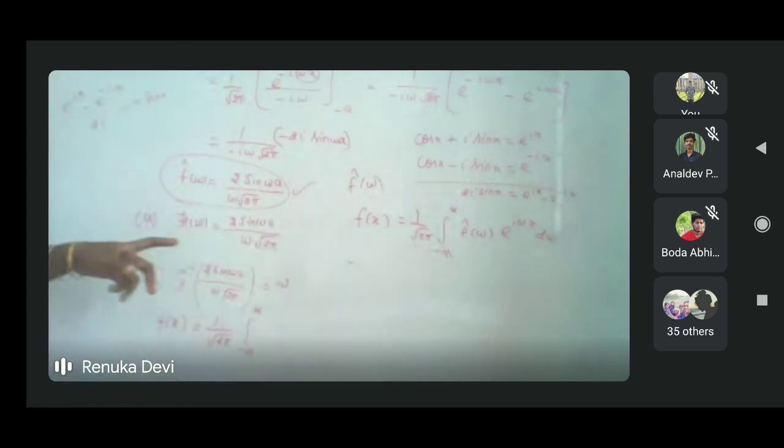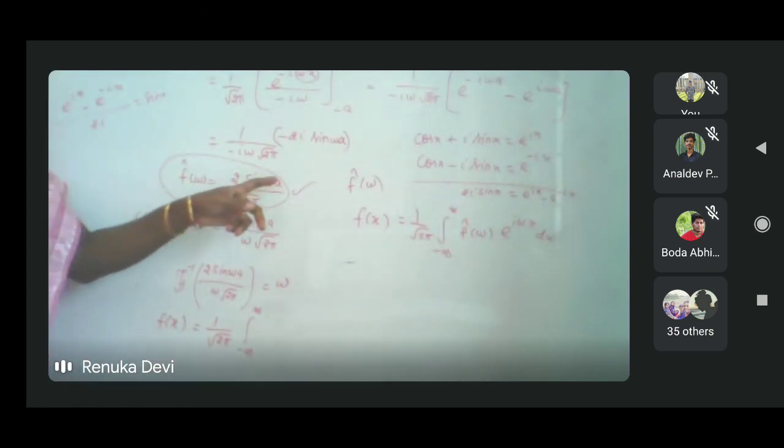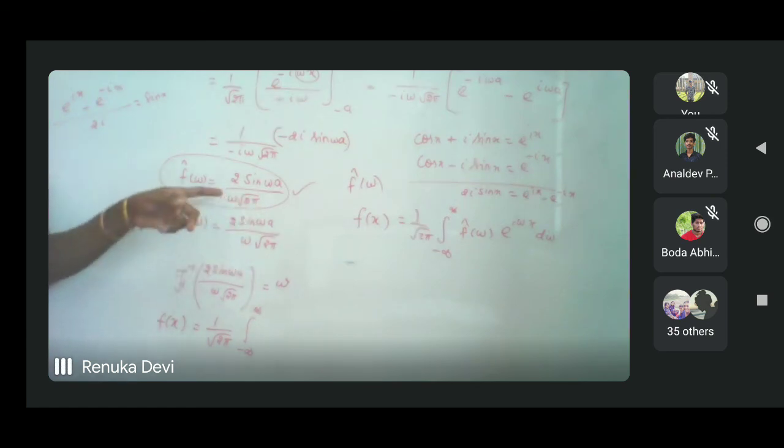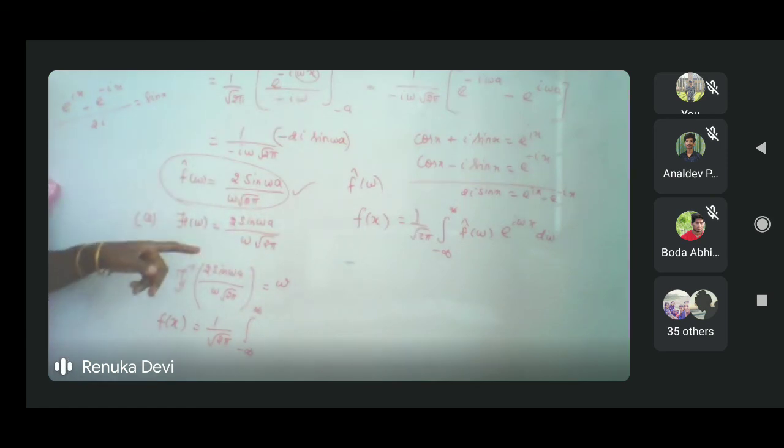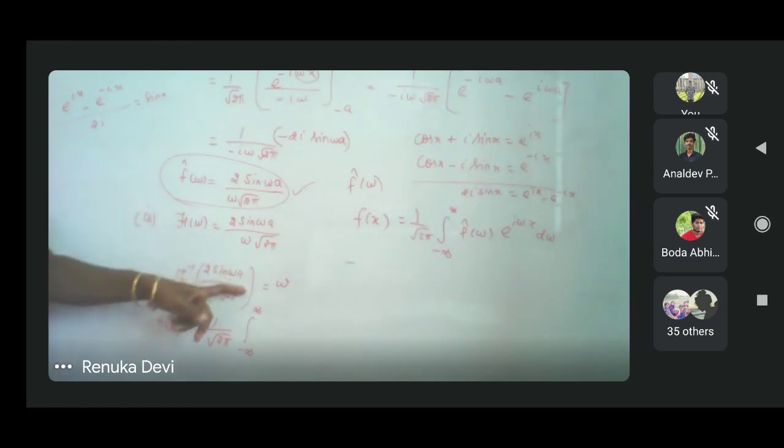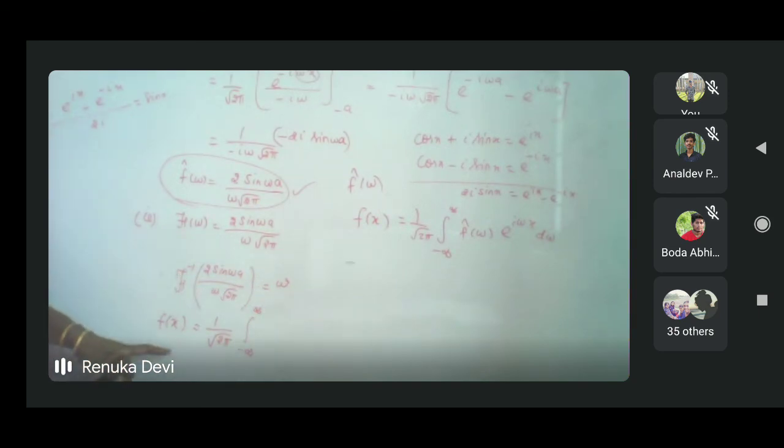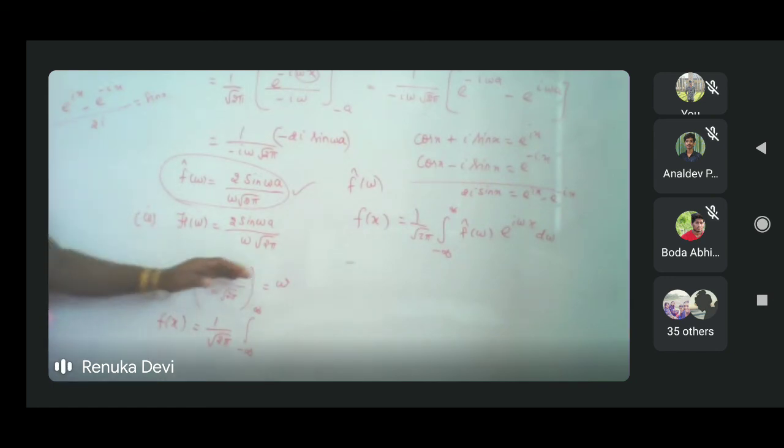So here, what is your f cap? This is 2 into sin wa by w root 2 pi. For this f cap, I am going to find the inverse Fourier transform, that is f inverse of this f cap of w. If you don't want this descriptive notation, we are just writing this sentence. Now we are going to find the inverse Fourier transform of the given.